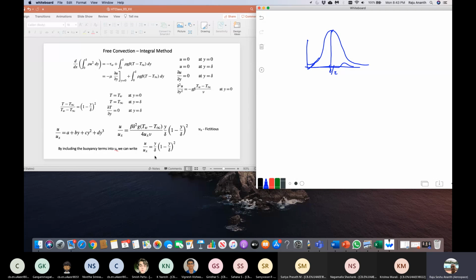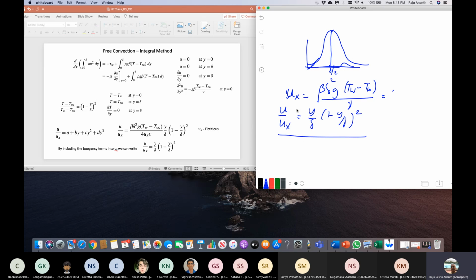And dT/dy also goes to 0 naturally at y equal to delta, and then d square. So the only thing is the ux. You can define the ux. Here, look at this ux. If I define ux to be equal to beta delta square g (Tw minus T infinity) divided by nu, then this can all be taken into ux. So u over ux becomes y over delta times (1 minus y over delta) square. So ux is fictitious, but we related ux to actual parameters of the problem. We are able to do that. It will be like a velocity, obviously.